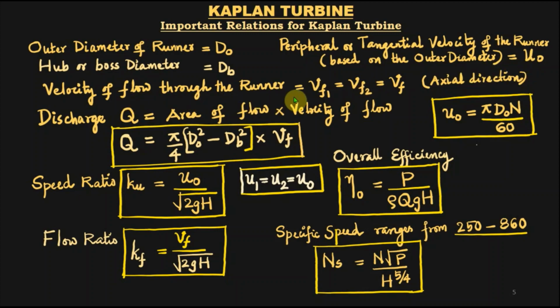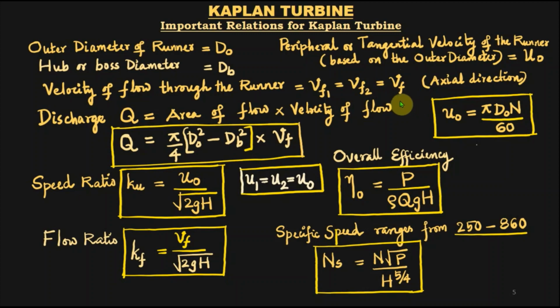The velocity of flow through the runner. So we have a design aspect, that is velocity of flow Vf1 at inlet, Vf2 at outlet of the runner vane, and these two components are to be made equal. So that is a major design consideration. Velocity of flow through the runner, or the flow component of the absolute velocity of the runner, must be made constant. So Vf1 is equal to Vf2. Let's say that is equal to a common velocity V suffix f.